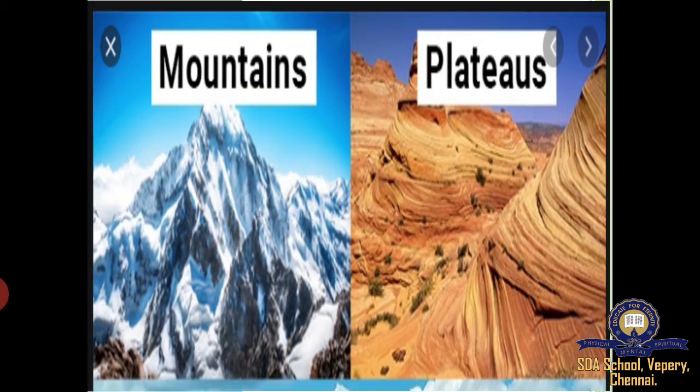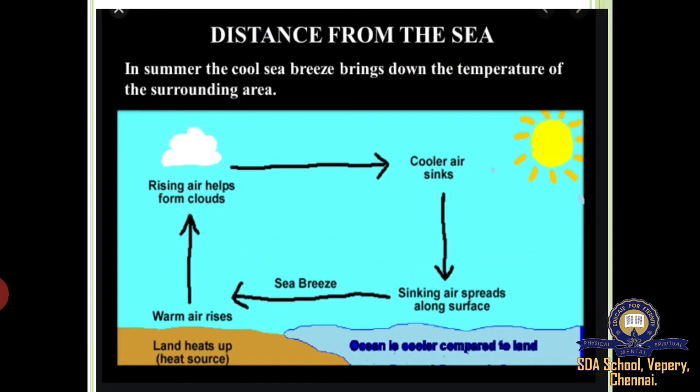Then the third factor is distance from the sea. Distance from the sea also affects the climate of a place because water heats or cools more slowly than land. The sea has an effect in both summer and winter.